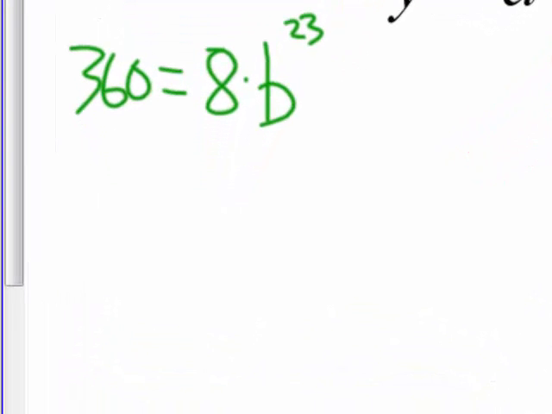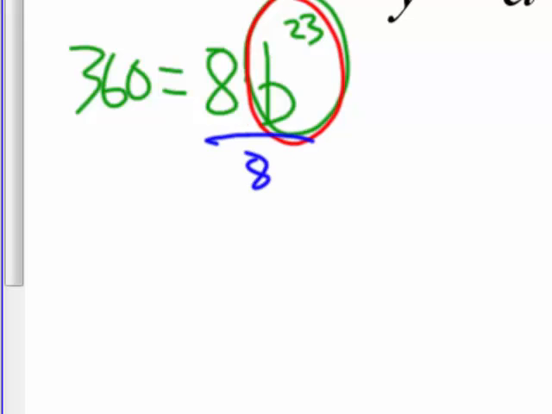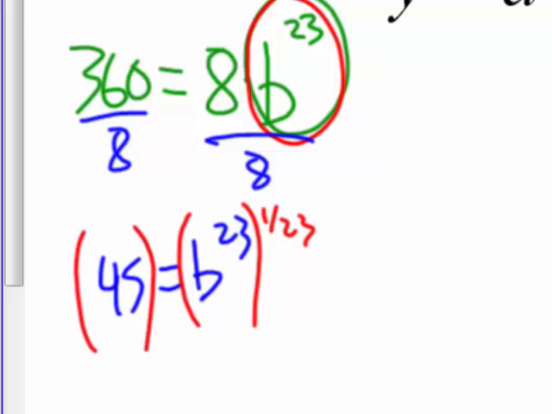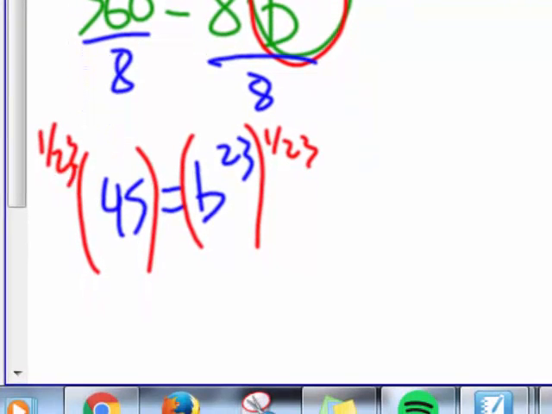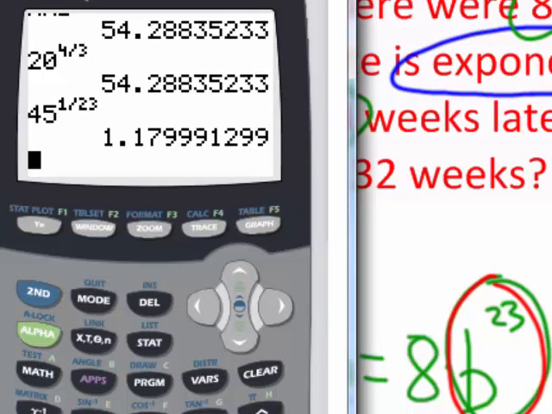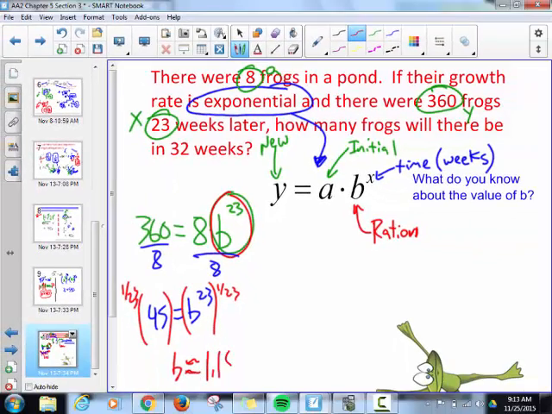Okay, well, how do I solve this now? Well, we always have to get our exponent, this whole thing, by itself. So how do I do that? I have to divide by our 8 here. So we'd get 45 equals b to the 23rd power. And then to solve for b, we have to take it to the 1/23 power, right? Take it to its reciprocal, which means I do it to the other side. 1/23. So b would equal about 1.18. So round to a nice number. Since I have a 9 here, 1.18 would be a great number. So we'll go 1.18.